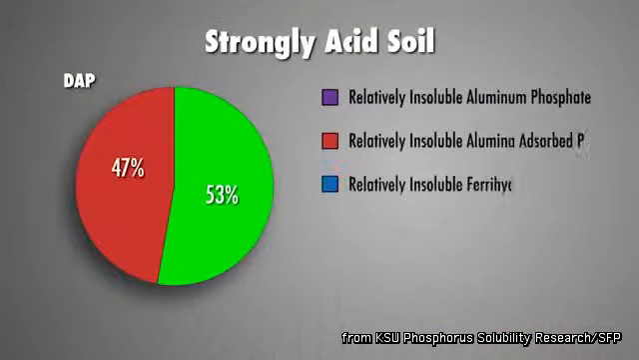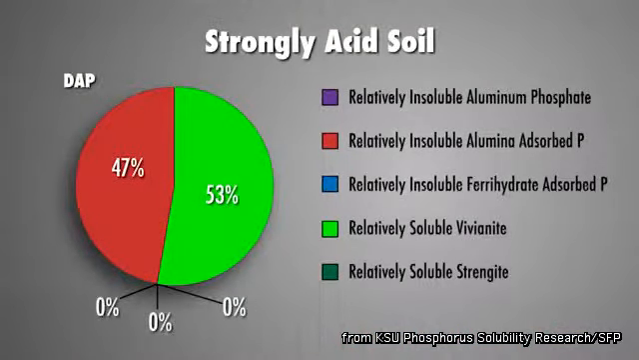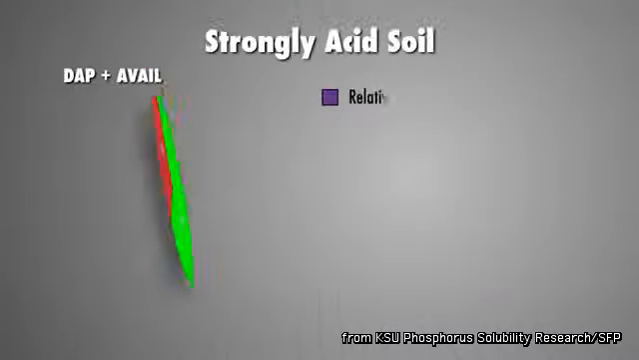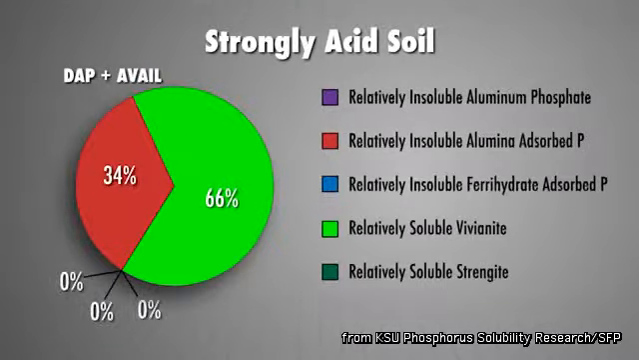On these strongly acidic soils, the use of diammonium phosphate, nominally 18-46-0, in an untreated form has approximately equal amounts of available and unavailable phosphorus in the initial extraction. After incubation with the Avail polymer, some 66% of that phosphorus is still extractable and readily available for the plants.